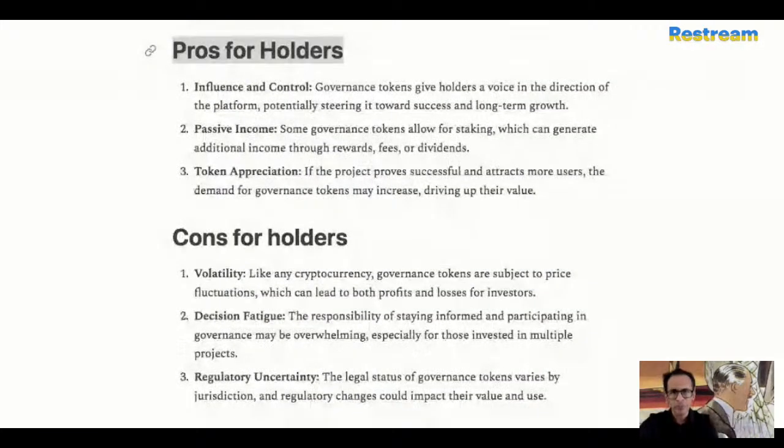Now, from a holder point of view, I hate using words like investors. So, if you're a crypto holder, the benefit of a governance token would be three. So, one is you get influence and control over the direction in which the platform is going to move. You get passive income. So, many of these governance tokens also allow for staking. You can also end up getting dividend fees, rewards, and other things.